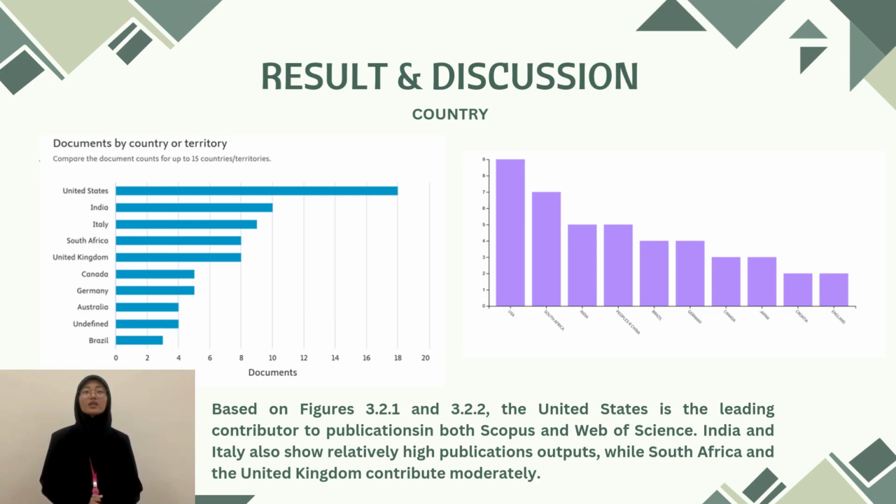This is followed by India and Italy, which show relatively high publication outputs. South Africa and the United Kingdom contribute a moderate number of documents, while figure 3.2.2 is the Web of Science, whose result shows a similar trend with the United States remaining the leading contributor. However, the difference in publication output among the remaining countries is less pronounced. India, Italy, South Africa, and the United Kingdom exhibit comparable publication counts, suggesting a more balanced distribution of research contributions.